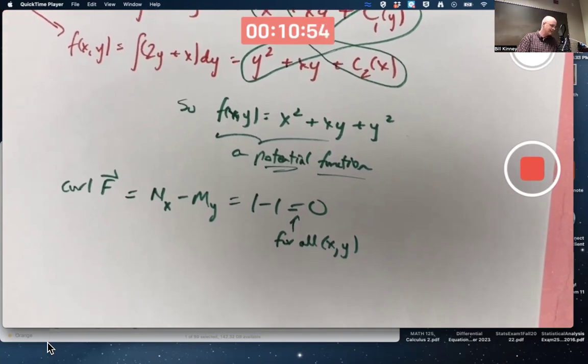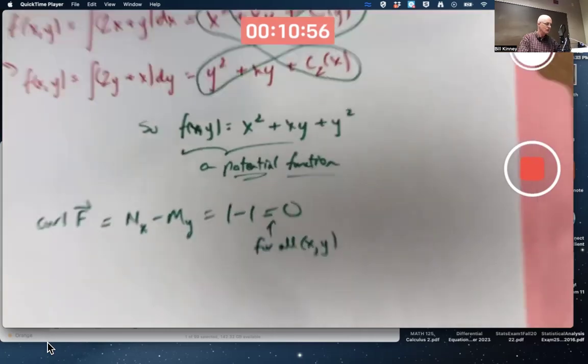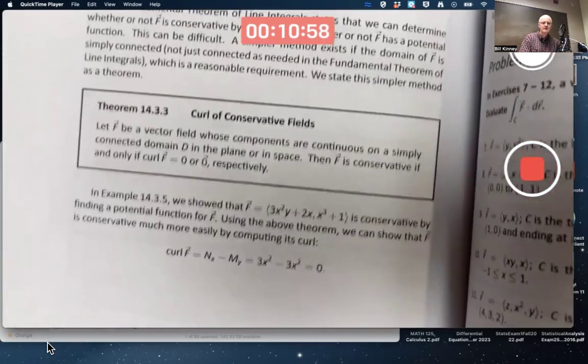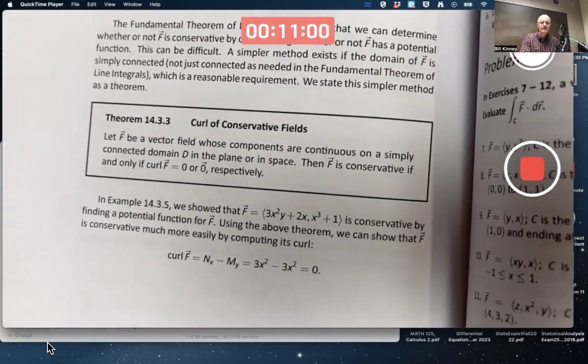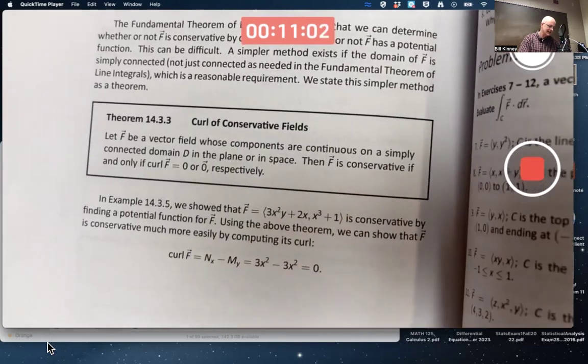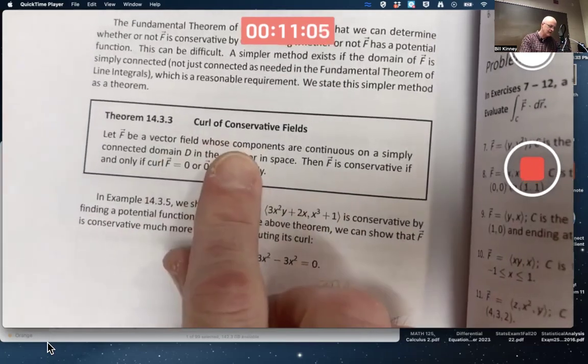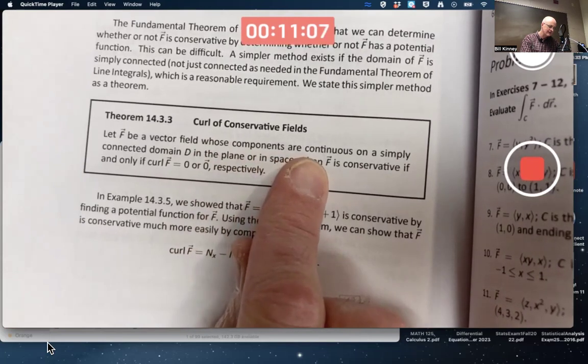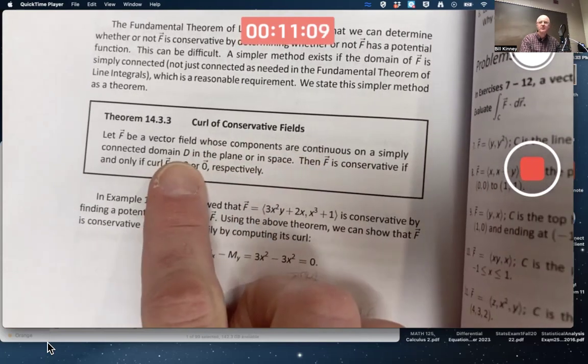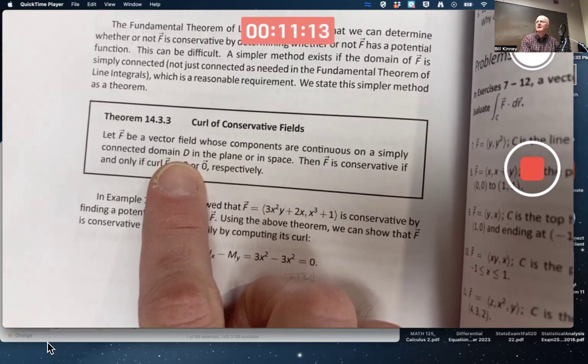And we have a theorem that says you've got a vector field whose components are nice and continuous on a simply connected domain, which basically means there's no holes in the domain, at least if it's a domain that's in the plane. Should have read about that.